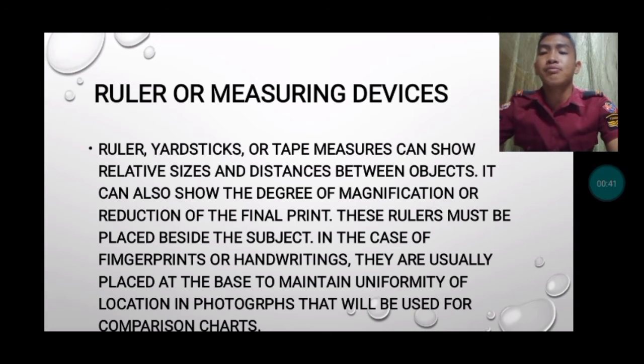This ruler must be placed beside the subject. In the case of fingerprints or handwriting, they are usually placed at the base to maintain a uniformity of location in photographs that will be used for comparison charts.